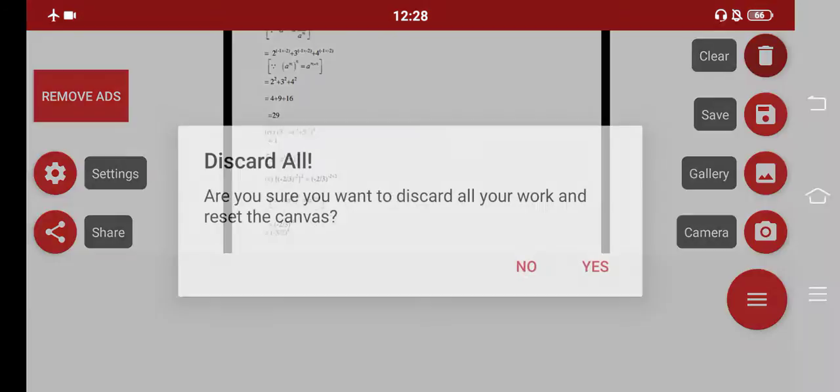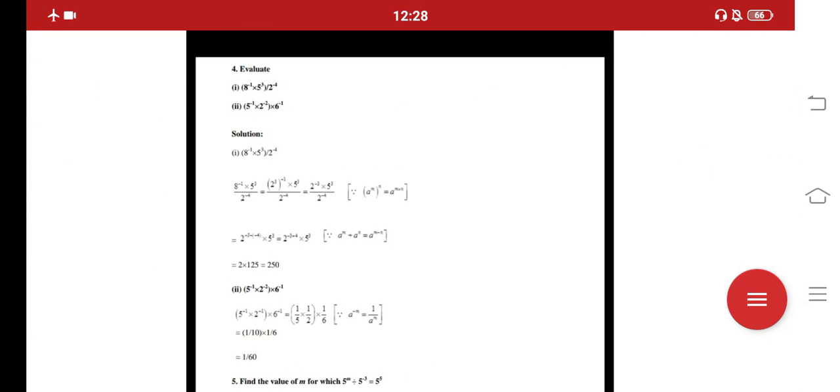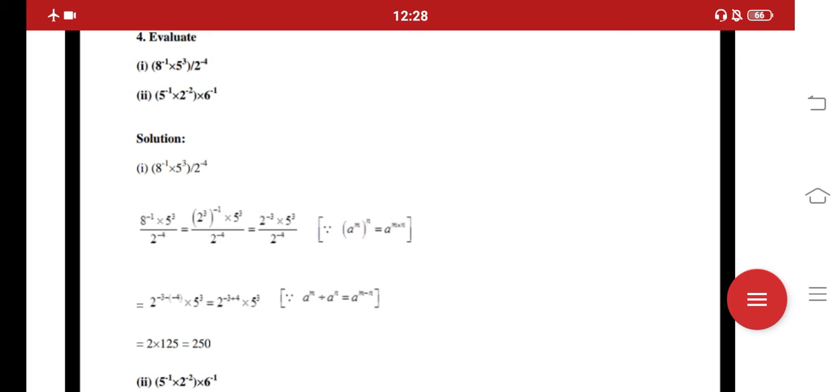Okay, now question number 4. See what is given in question number 4. Okay, this is our question number 4. See, evaluate 8 to the power minus 1 multiplied by 5 to the power 3 divided by 2 to the power minus 4. Now see, one by one we have to solve this. We have to apply the formula like this. 8 to the power minus 1. Now 8 to the power minus 1 can be written as, see, 8 can be divided into 2 into 2 into 2. Or let me explain.